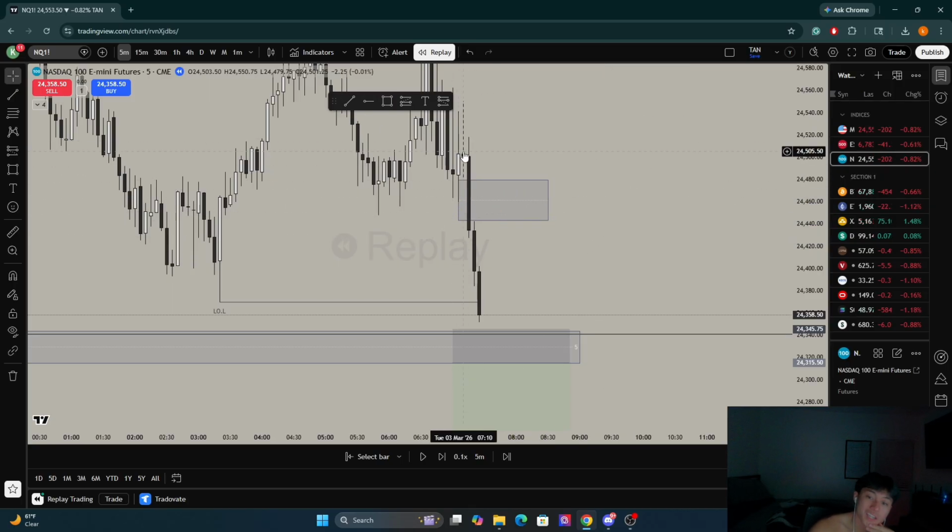How do I know it's a fair value gap? If you look at the 3-candle sequence, the first candle's bottom wick is right here. The third candle's top wick is right here. It left the imbalance of price in between for me. And I just watched it. Now I'm waiting for the reaction of the liquidity sweep.